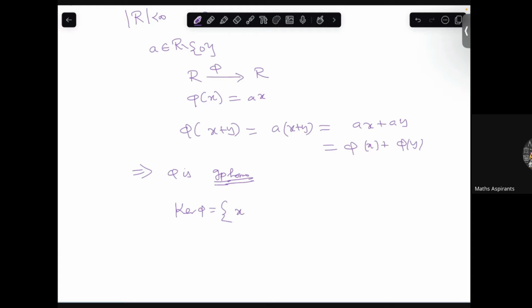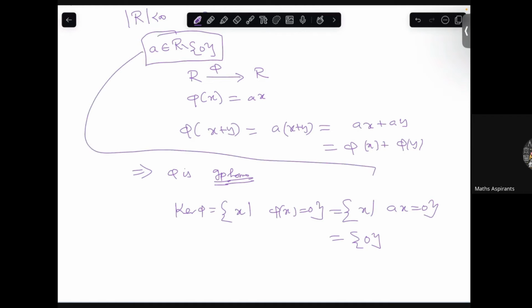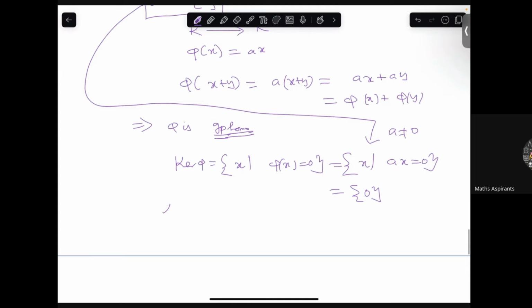Kernel is the set of all x such that phi of x equals 0, which is the set of all x such that ax equals 0. But that is just 0. Remember, a is not equal to 0, and ax equals 0 without zero divisors says that x must be 0. That means the kernel of phi is a singleton.